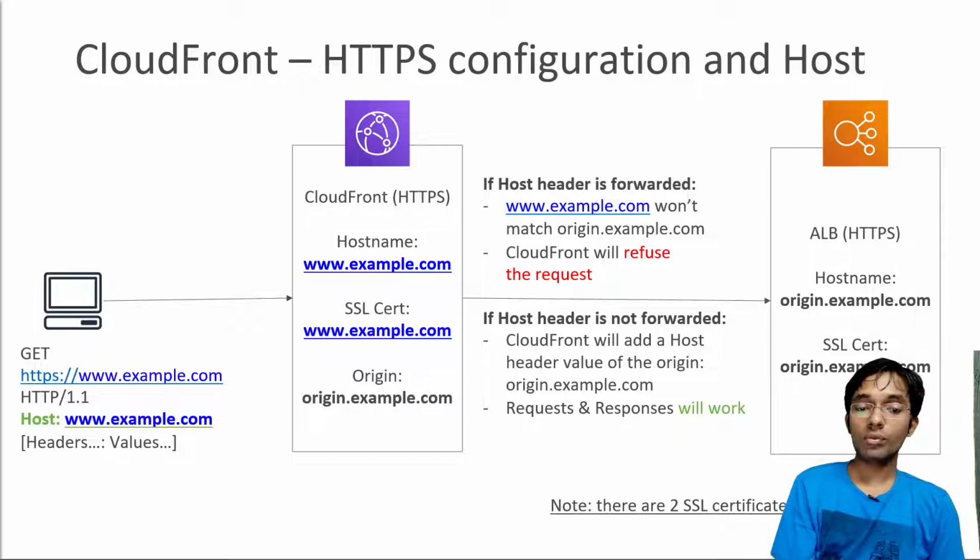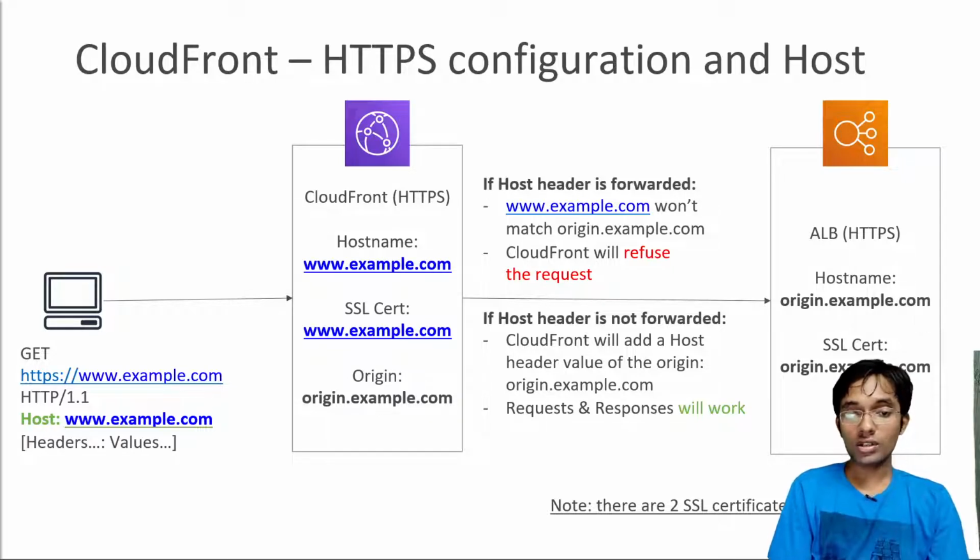So in this example, we see that to make it work, number one, we need to make sure that we are not forwarding the host header from CloudFront to the application load balancer, in which case CloudFront will add the correct host header for us. And on top of it, if we look in the CloudFront distribution, we have one SSL certificate for www.example.com, and if we look at the ALB side, we have a second SSL certificate for origin.example.com. So in this example, we have to manage two SSL certificates, and this is fine, but we have to remember that we are managing two SSL certificates here.